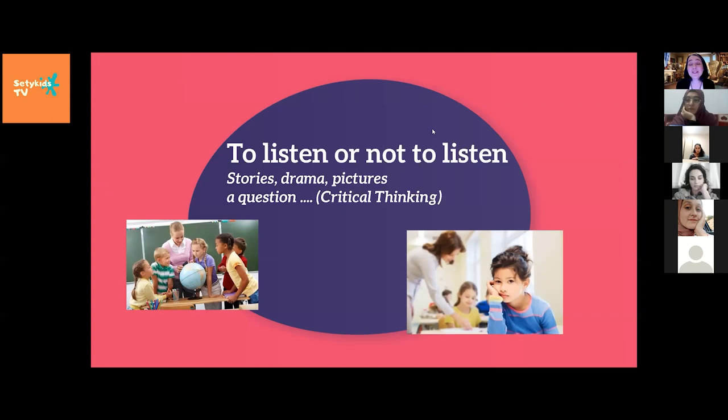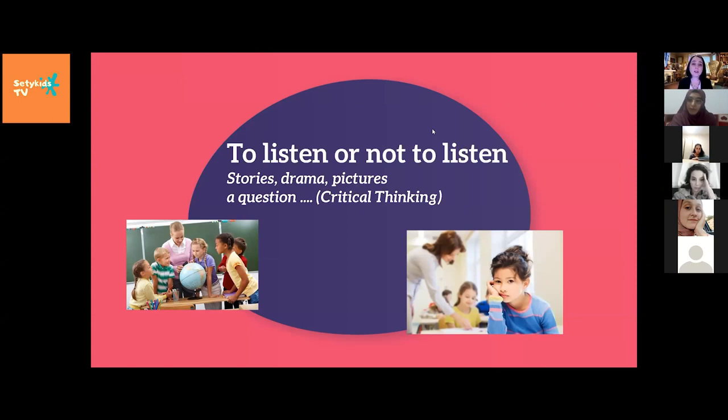Is it something I want? So whatever you do in the first impression, we need to get the attention and we need to make the students think that, yes, you want it. Yes, you need it. Yes, you like it. We need to make the students think in this way. To achieve this goal, we can get help from stories, drama, or pictures, or asking a question.